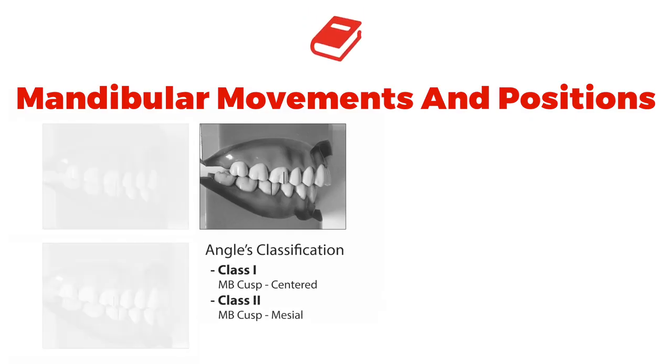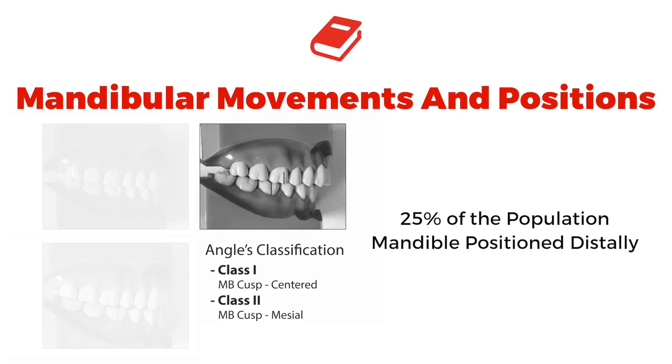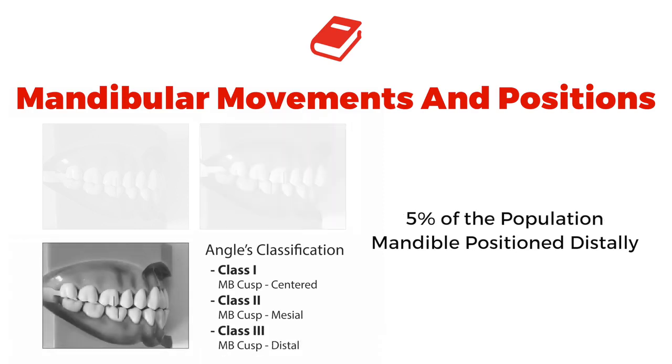Class 2 only represents 25% of the population, and in this case, the mandible is positioned distally. This results in a big overjet or a deep overbite. Class 3 only represents 5% of the population. We're going to keep talking about tooth contacts and relationships before we get into how they move in relation to each other. Let's draw some of this out together.